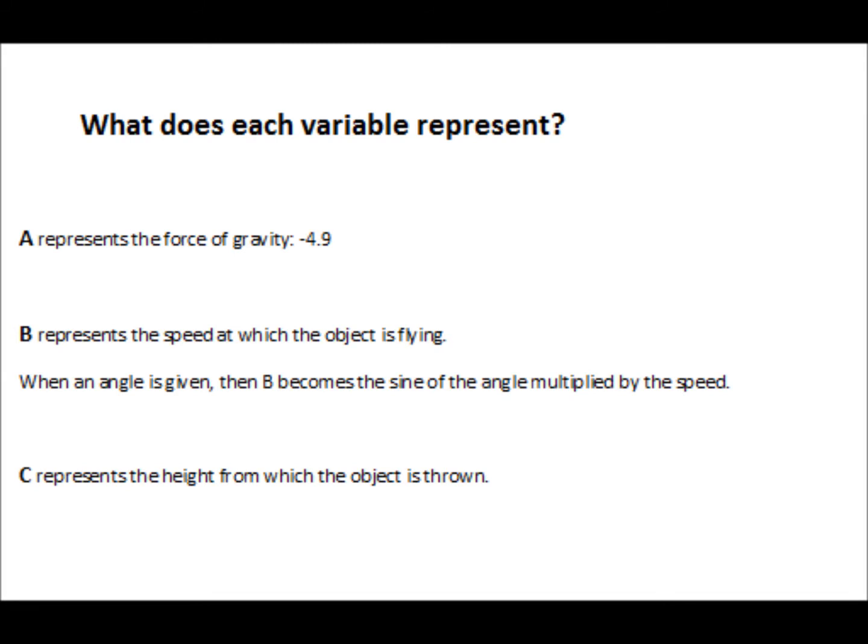When using those equations, one must know what the value for each variable means. A represents the force of gravity, or negative 4.9. B represents the speed at which the object is flying. When an angle is given, then B becomes the sine of the angle multiplied by the speed. C represents the height from which the object is thrown.